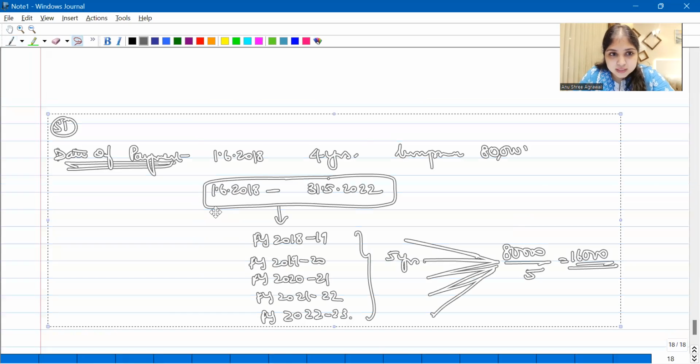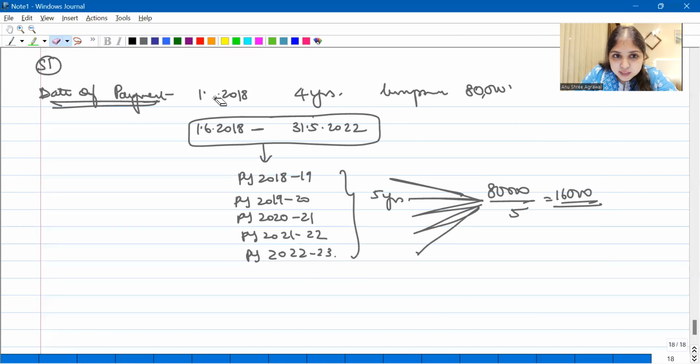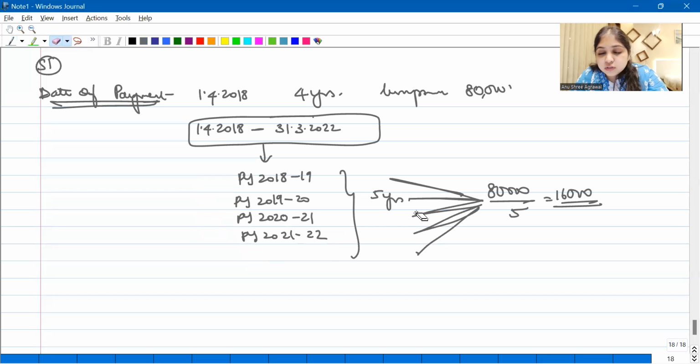First scenario. But listen, what if the date on which you've made the payment was 1st April 2018? Then 4 years would be what? 1st April 2018 to 31st March 2022, that is 19, 20, 21, 22, it would be for 4 years. This policy is touching upon 18, 19, 19, 20, 20, 21, 21, 22, that's all. So you would split this 80,000 only across 4 years. That would be 20,000 per year.